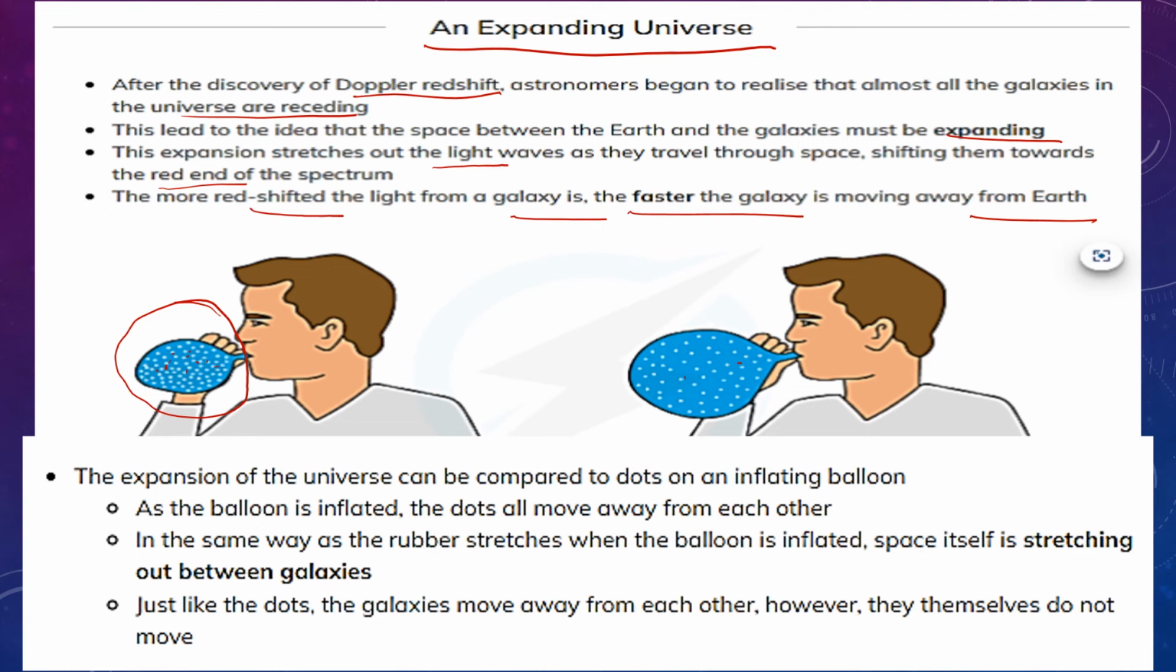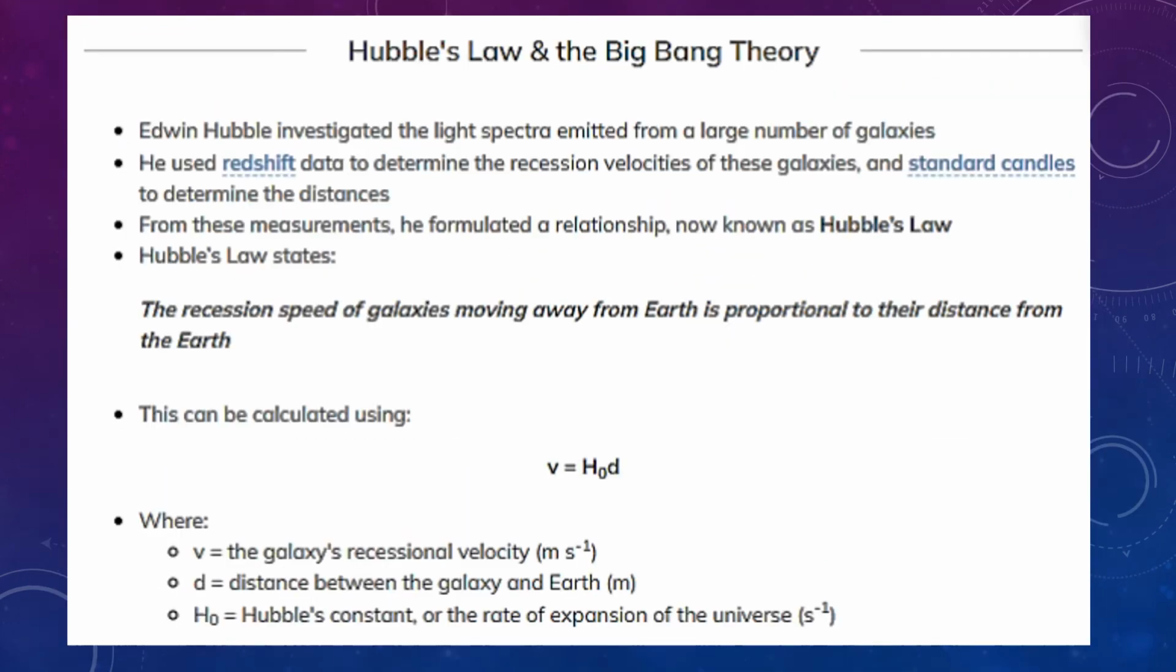So the expansion of the universe can be compared to the dots on an inflated balloon. As the balloon is inflated, the dots move away from each other. In the same way as the rubber stretches, space itself is stretching out between the galaxies. Just like the dots, the galaxies move away from each other. However, they themselves do not move. Now, Hubble's law and the Big Bang theory. This is the last topic and very important as well.